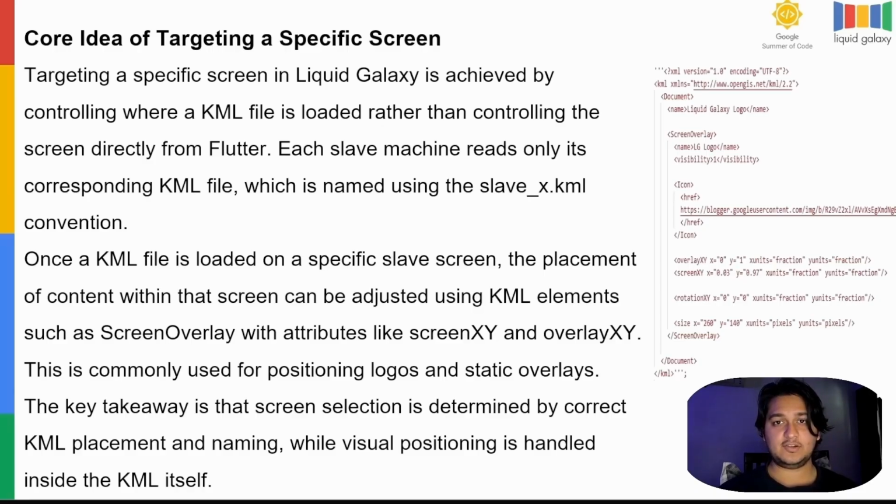Once the KML is loaded on the correct screen, the visual placement of the KML is done inside the KML itself using elements such as screenXY, overlayXY, and rotationXY. So the key takeaway here is that screen targeting is determined by file naming, and visual positioning is done inside the KML itself. Once this separation is clear, screen targeting becomes very predictable.